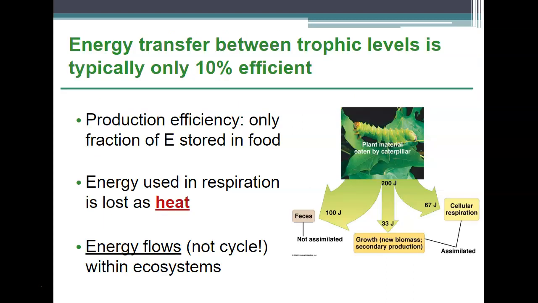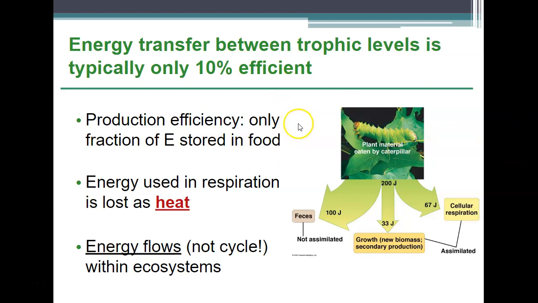Okay, so this brings about something called the 10% rule. That's the common, quick and dirty, cut and dry energy transfer between trophic levels. If you think about all the different levels that exist in a pyramid, it's about 10% transfer in each level, because only a fraction of energy is stored in our food. A lot of the energy that something takes in or eats is used right away in respiration or is lost in heat. And remembering the idea that energy flows, it's not a cycle. So it gets less and less as you move up.